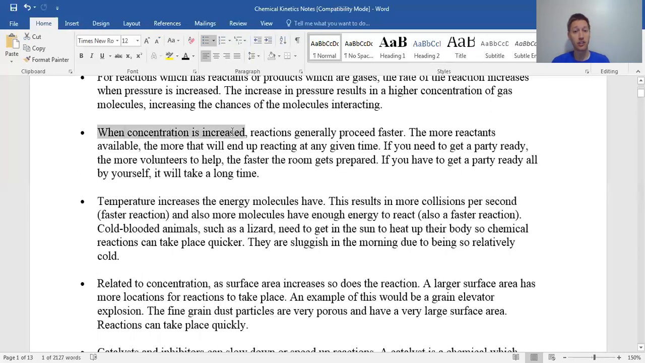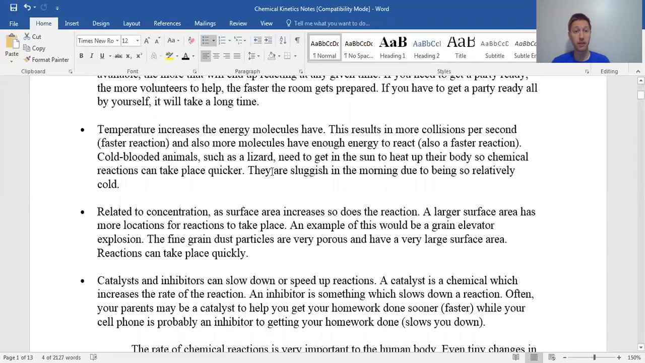Anytime concentration goes up, we expect to have a faster reaction. So the higher the concentration, the faster the reaction, because there's more to react. Temperature plays a big role too, because if there's more energy, then the molecules hit each other with more energy, and the chance of them reacting goes up, as well as there being enough energy to break the bonds.